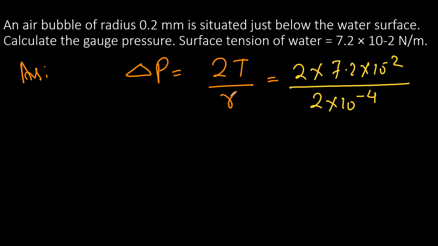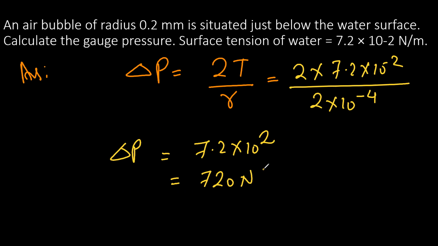Because millimeter is 10 raised to minus 3. So 2 gets cancelled, 10 raised to minus 4 goes up. So it's 7.2 into 10 raised to plus 2, because minus 2 plus 4 is plus 2. So what is the delta P? 7.2 into 10 raised to 2, so we can write it as 720. So this is 720 Newton per meter square. So how much gauge pressure is required for this air bubble? That is 720 Newton per meter square. You can also write it in Pascal. Okay, so let's go for the next one.